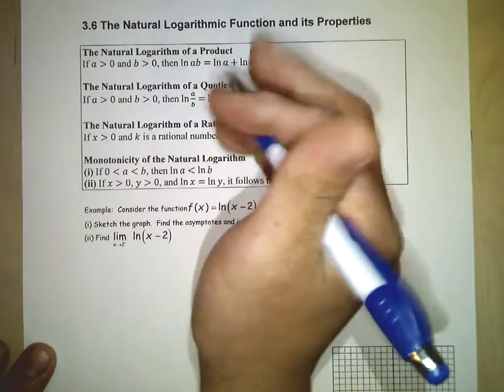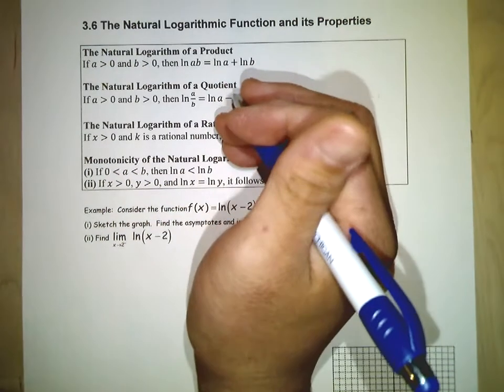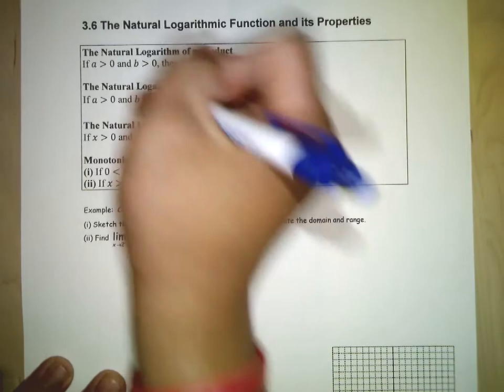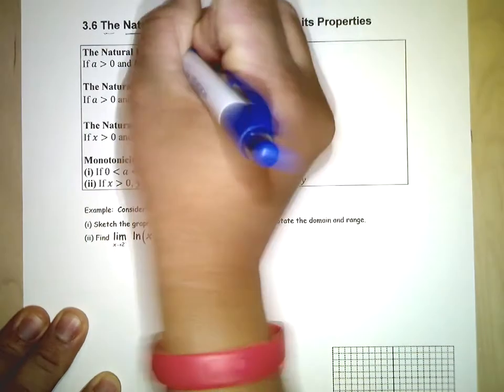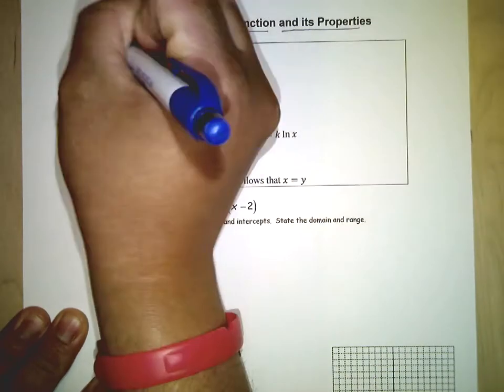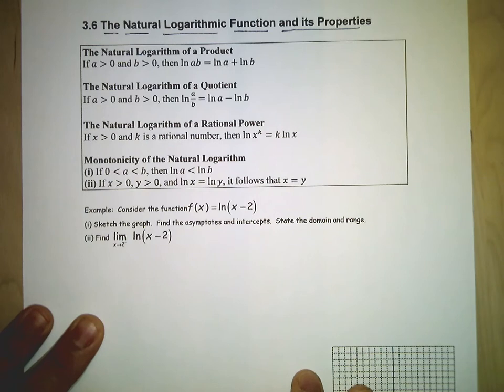Hello everyone, my name is Professor Oakes and this video is about the natural logarithmic function and its properties. So here are some of the basic properties of the natural logarithm.